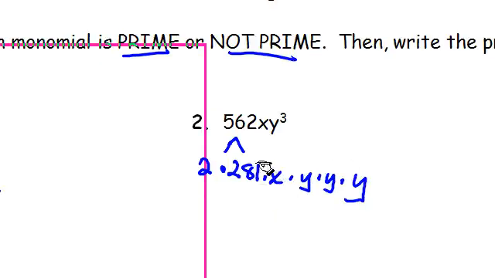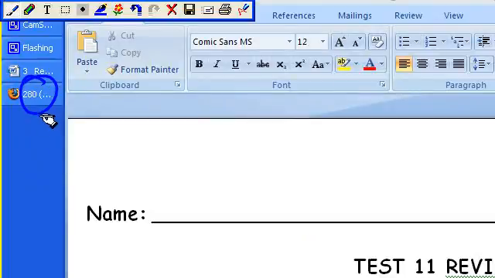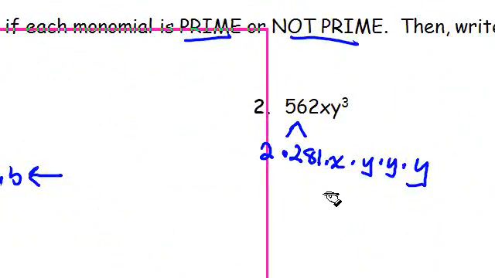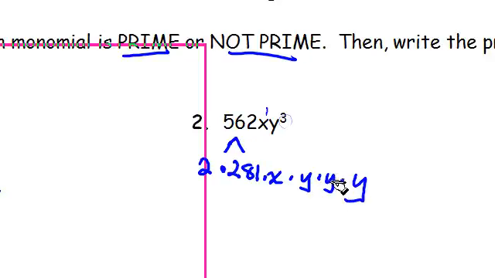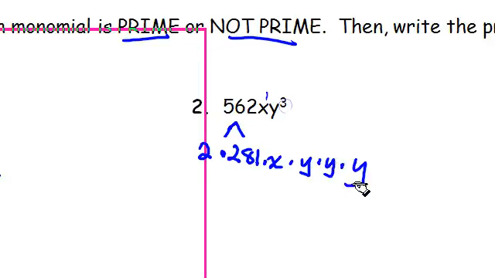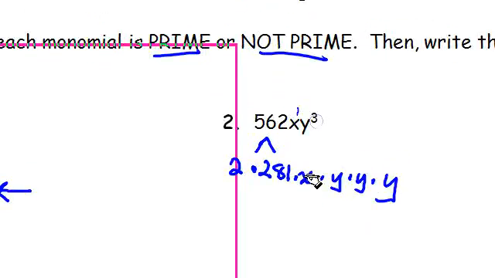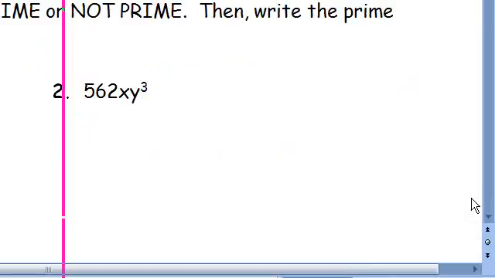And 281 is prime. I looked it up on Wikipedia right there. 281 is a prime number. And so this is our prime factorization: 2 times 281 times 1 x times 3 y's, y times y times y. Okay, that's the prime factorization. Let's move along here.